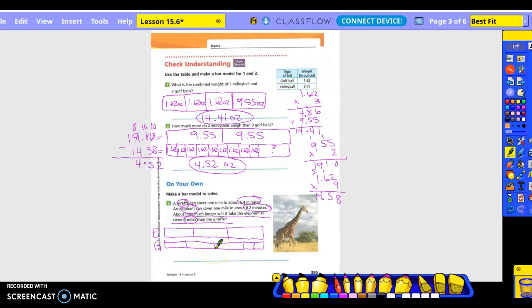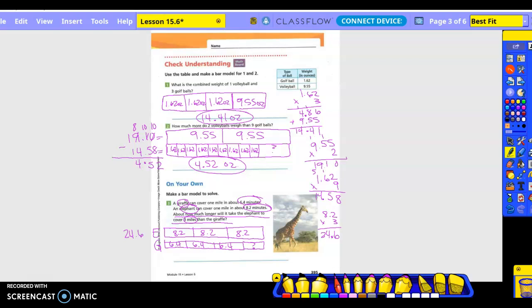Okay, and then for the elephant, it'll be 8.2 in each box, right? And for the giraffe, it'll be 6.4. Okay, so what do I need to do first? Okay, multiply the 8.2 times what? Times 3. 2 times 3 is 6. 3 times 8 is 24. How many decimal places? 1. So the elephant's time is 24.6, right?